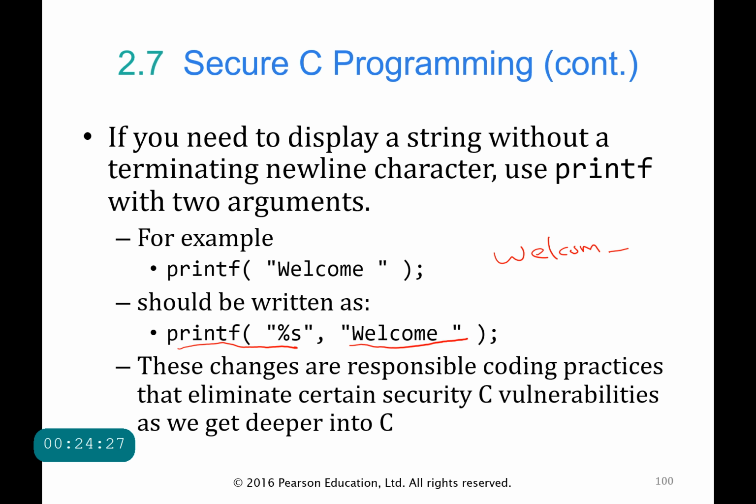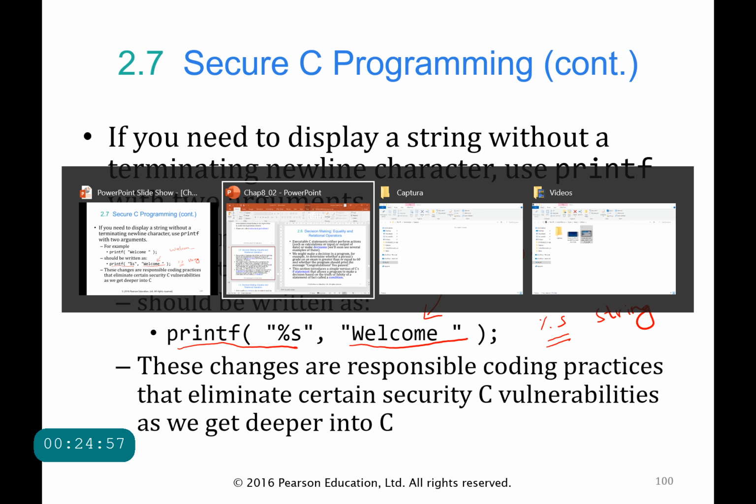Now %s basically is the placeholder for what is called a string. And what string do you want to put or replace at this location? This is the string that you want to place at this location. So these are some important tips that you should remember when you are programming in C. So now we've reached the end of the chapter. So we'll do some more hands-on coding and then we will stop.